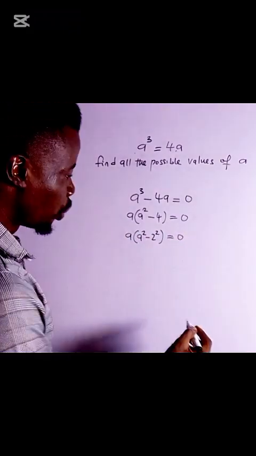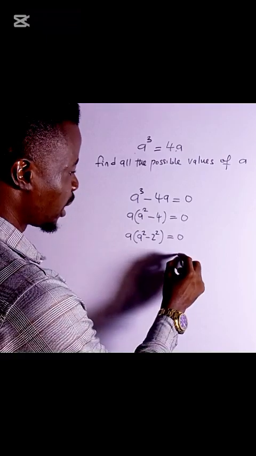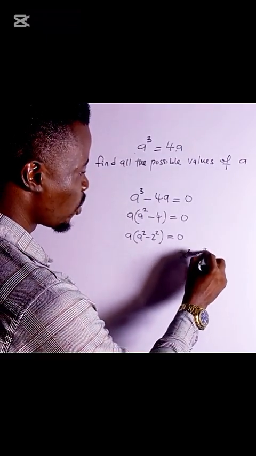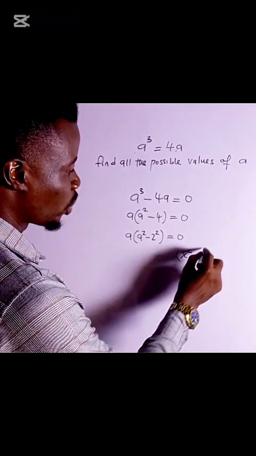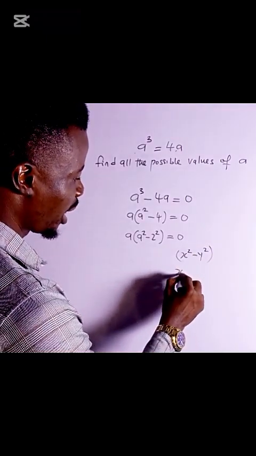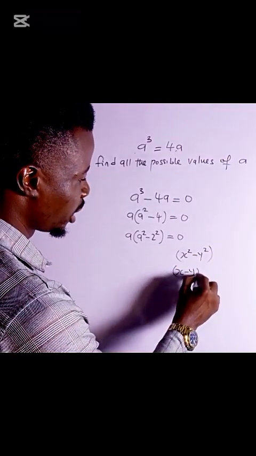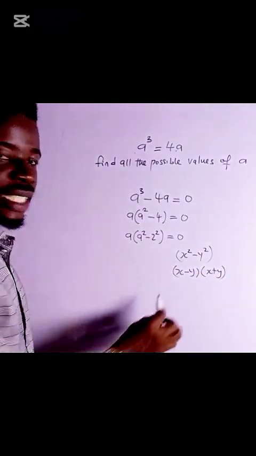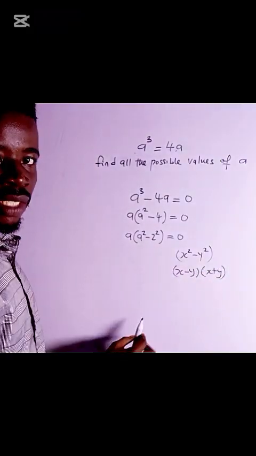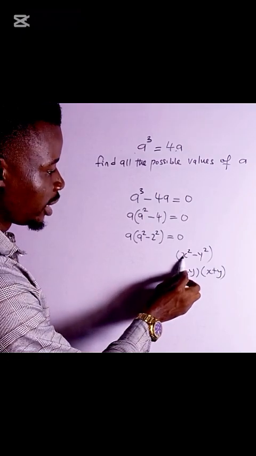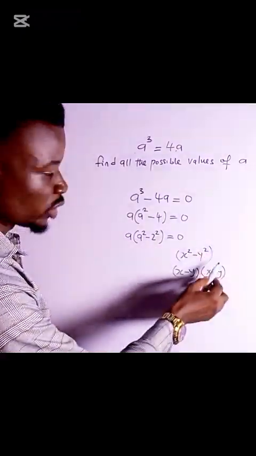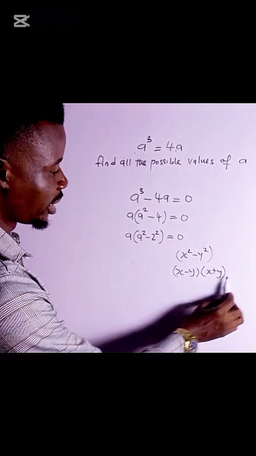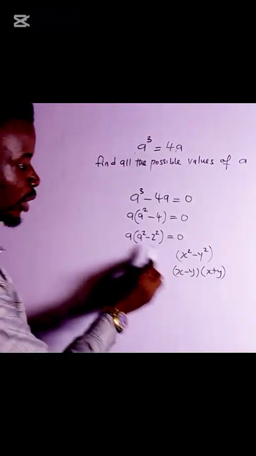Now, from algebra, we have been shown that if you have an expression like x squared minus y squared, you can actually express this as what? X minus y into x plus y. We call this the difference of two squares. So as long as these are perfect squares and there's a minus sign in between them, you can always express it like this. So we can simplify this now using this.